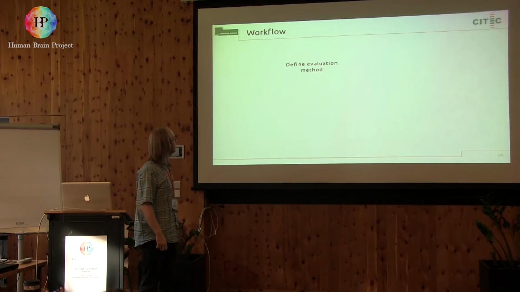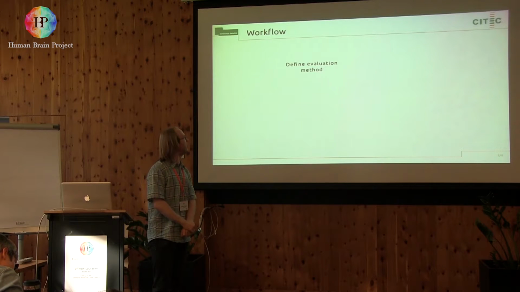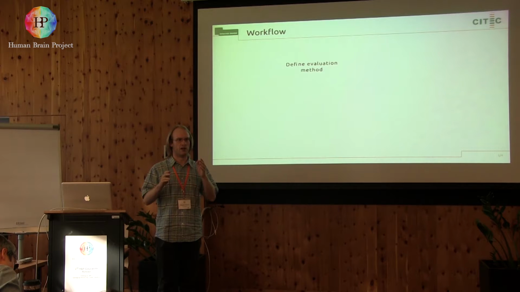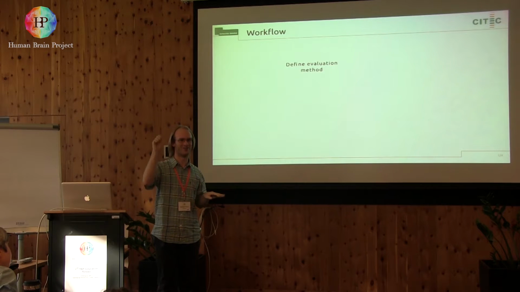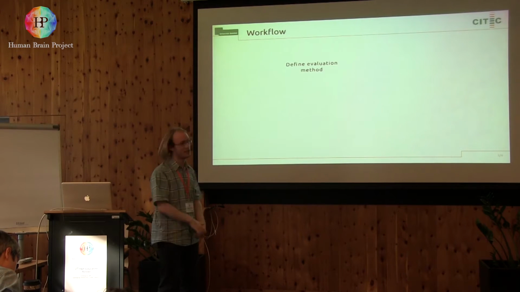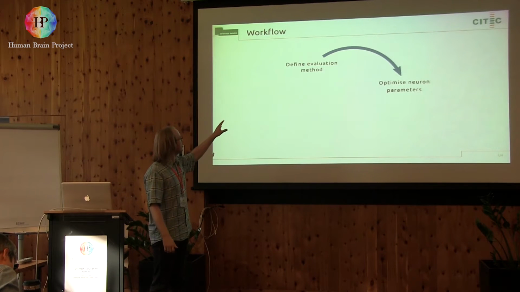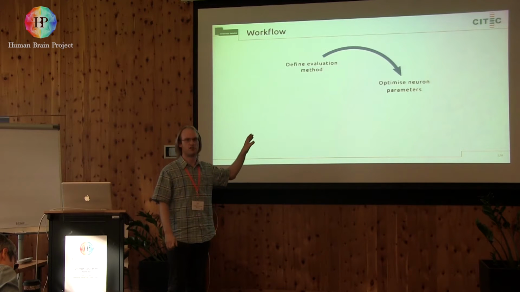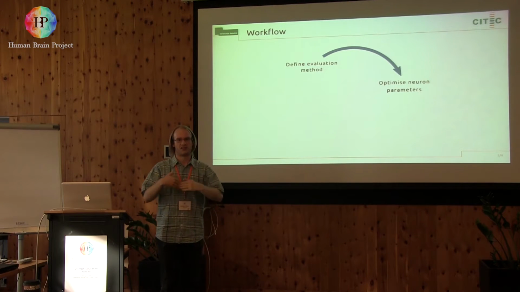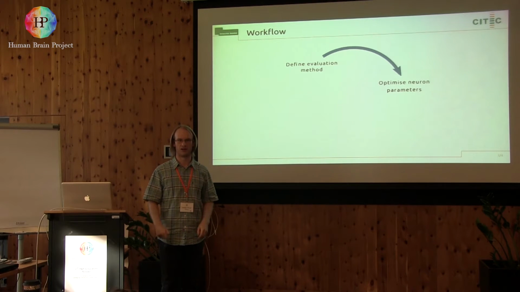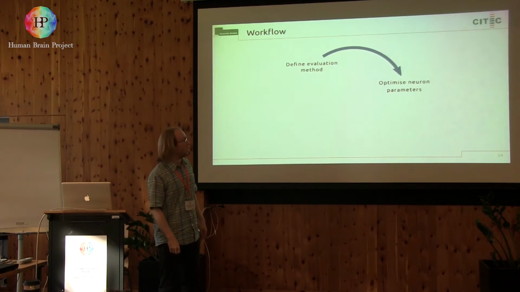And for this, this is my workflow. What I do, I define some kind of an evaluation method which maps a neuron parameter vector onto a value between 0 and 1, where 0 says these parameters are not good, and 1 says, well, these are nice parameters. Then I use this evaluation function to optimize the neuron parameters, in this case with respect to certain limitations that the hardware systems, especially the Bielefeld system, exhibits.